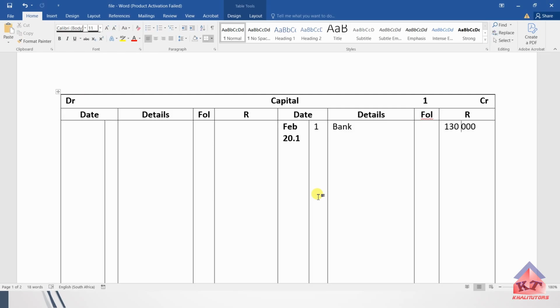For every transaction, there are at least 2 accounts that are involved. So I think for the first part of this video, this is sorted.